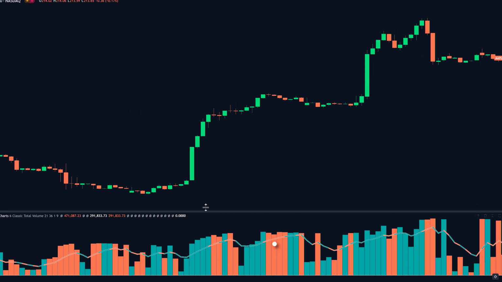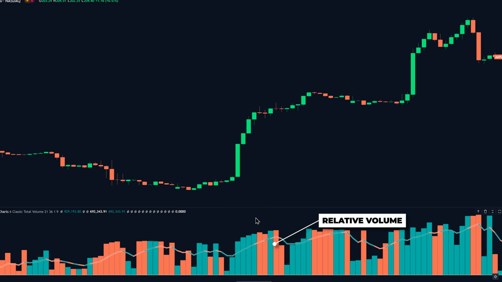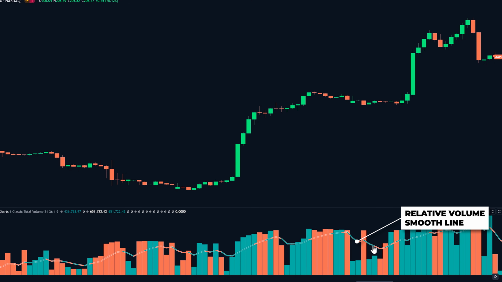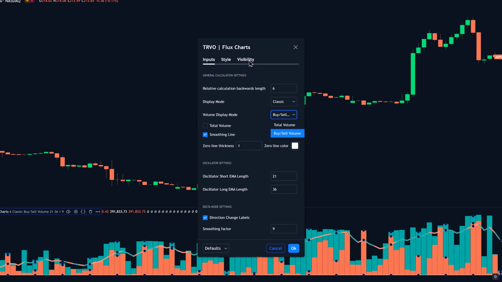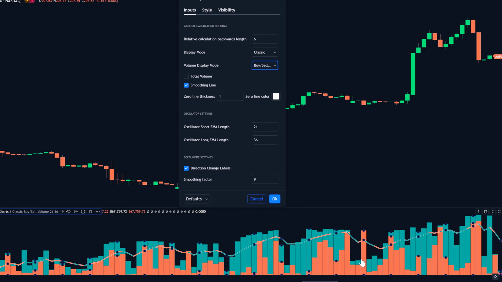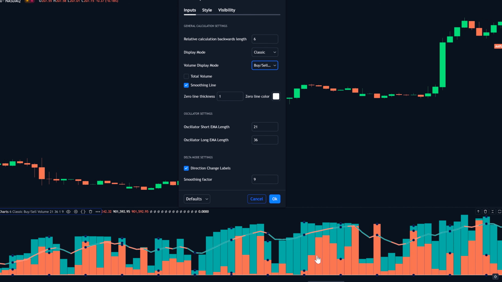This indicator is made up of the relative volume, which is this red-green histogram right here. And then this line, traversing the indicator window, is known as the relative volume smooth line. It also comes in different display modes. We have the total volume, as you can see right here, and the buy-sell volume option. When we change to that option, you can see that the relative volume histogram now has two colors for each bar. The red part indicates sell volume and the green part indicates buy volume.